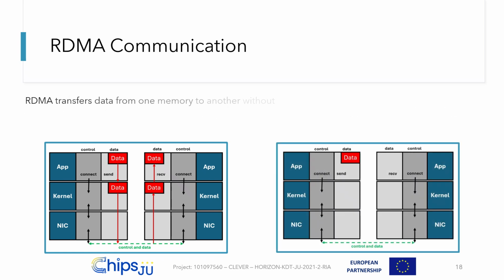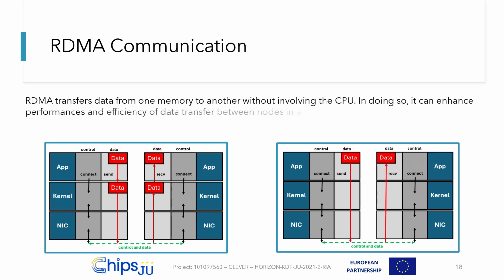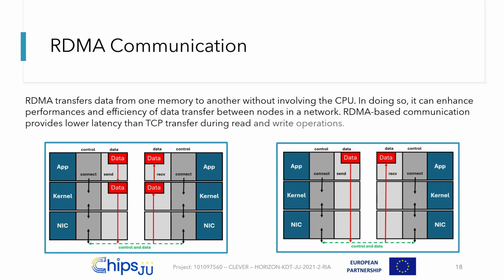RDMA, on the other hand, transfers data from one memory to another without involving the CPU. In doing so, it can enhance performance and efficiency of data transfer between nodes in a network. RDMA-based communication provides lower latency than TCP transfer during read and write operations. This allows for low latency transfer between servers and opens up efficient distributed applications.